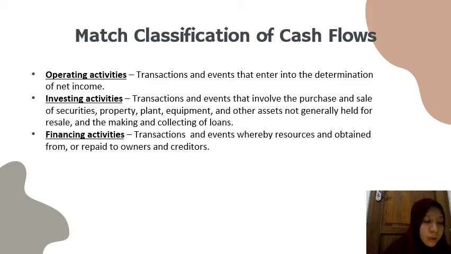Generally, cash flow statements are divided into three main parts. Each part reviews the cash flow from one of three types of activities. There are operating activities, investing activities, and financing activities. Operating activities are transactions and events that enter into the determination of net income.